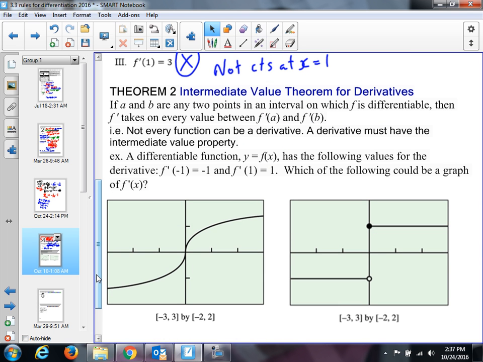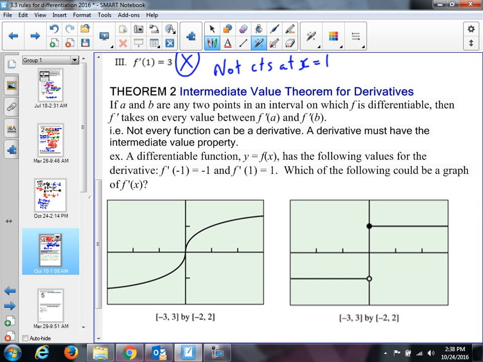Theorem 2, intermediate value theorem for derivatives. Okay, what was that all about? We saw this before, but it maybe didn't make as much sense. We'll keep looking at it. If A and B are 2 points on an interval in which f is differentiable. Differentiable means it's continuous and no corners or cusps, right? Then f prime, the derivative, takes on every value in between f prime of A and f prime of B. It just means as long as it's continuous and differentiable, if you know the low value is 5 and the high value is 11, there must be 6, 7, 8, 9. Every value in between should be represented somewhere on that graph.